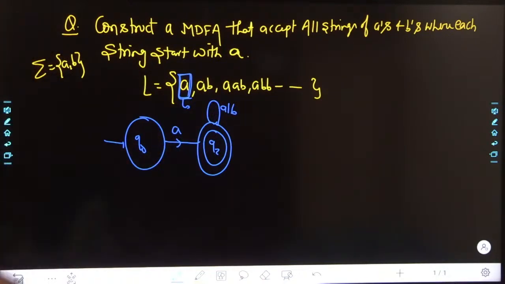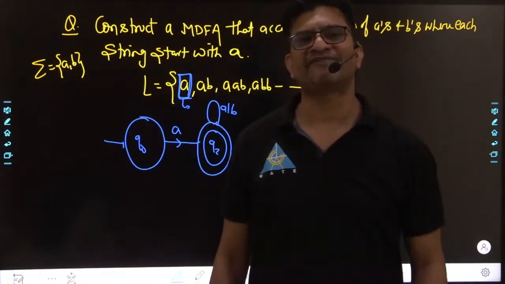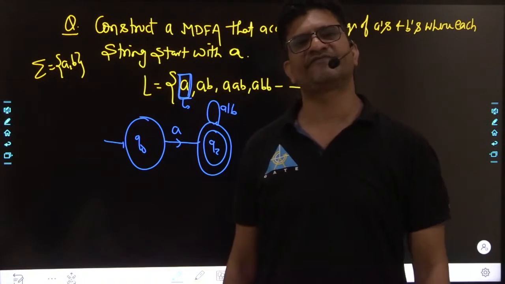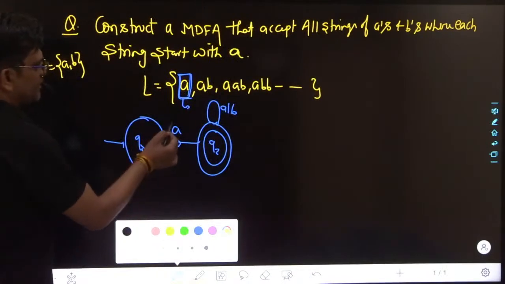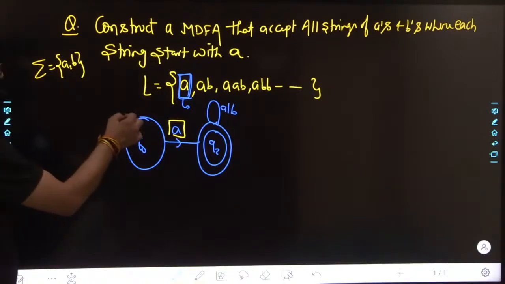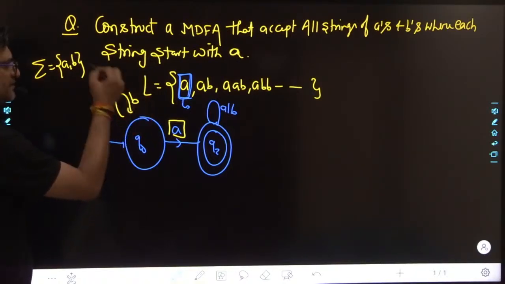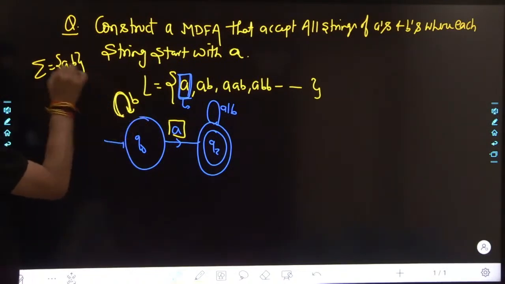Now, check, is this a DFA or not? No, this is not a DFA. Why? Because the definition of a DFA is that each and every state has exactly one transition on every input symbol. So here Q0 has only one transition on input symbol A, but it does not have any transition on B. So what is the possibility of B? We cannot make the loop of B on Q0. Why? If I make the loop, then the string will not necessarily start with A.